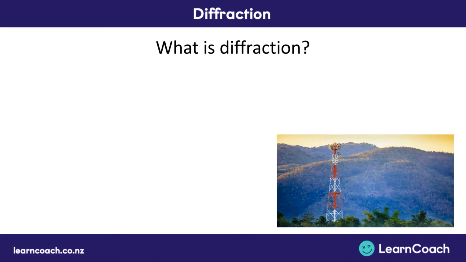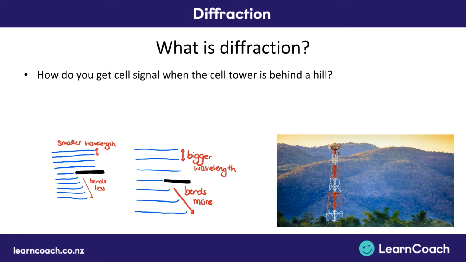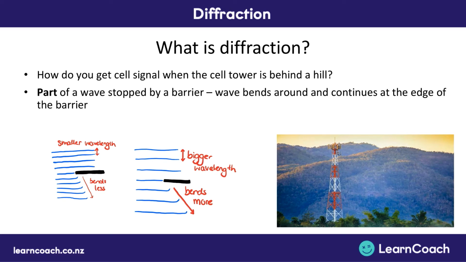So what is diffraction? Diffraction is the physics behind how you can get cell signal when there's a hill between you and the cell tower. So it's essentially the bending of a wave when part of it is stopped by a barrier. So in diffraction, if part of a wave is stopped by a barrier, the wave can bend around and continue at the edge of the barrier. So in this case, part of the microwaves from the cell tower are stopped by the hill, but they can diffract around the hill and reach the ground on the other side.